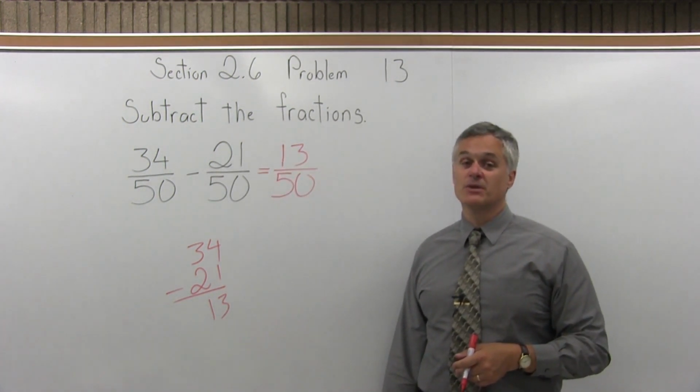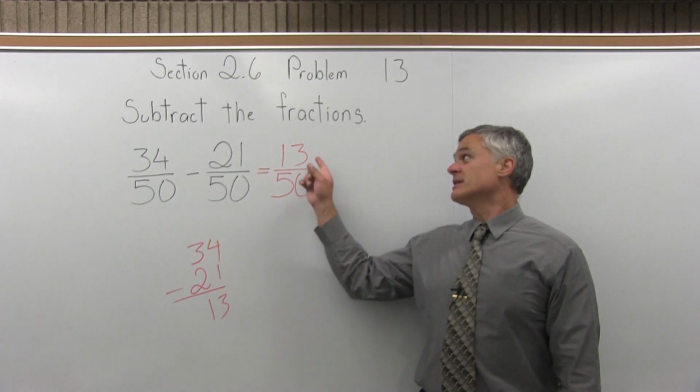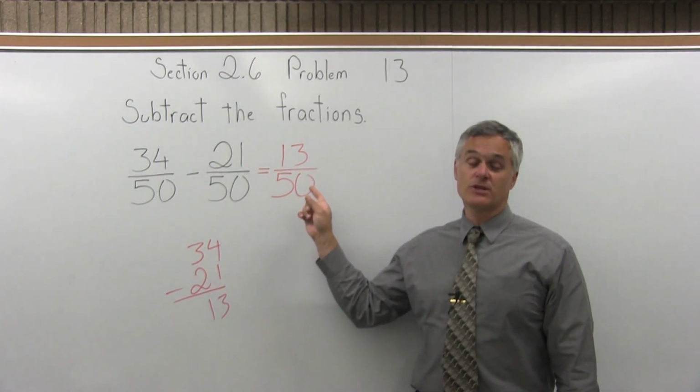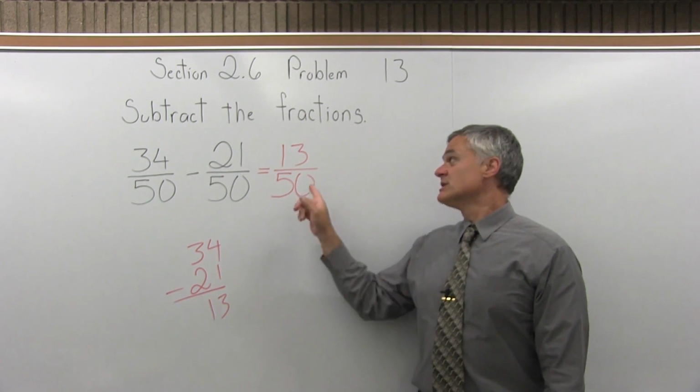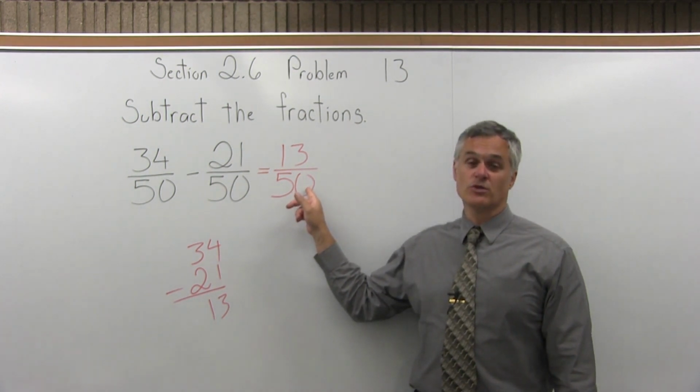Next, you want to see if that can be reduced at all, and it turns out that it cannot. There are no numbers that divide into both 13 and 50 evenly, so this answer is in its most reduced form, 13 over 50.